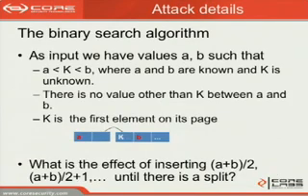So let's assume that we are in this situation. K is between A and B. A and B are known to the attacker. There are no values between K and B. K is the smallest value in a leaf. And we start inserting (A plus B) divided by 2, (A plus B) divided by 2 plus 1, and all the values that divide this interval in half. Now, two things can happen, or three things can happen. Either K is to the left of (A plus B) divided by 2, it might be on the right, or it might be equal. If it's equal, then we've won. We found the key. So let's see what happens if it's smaller or larger.